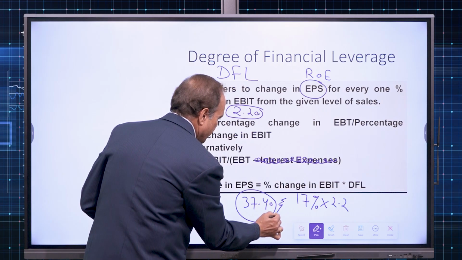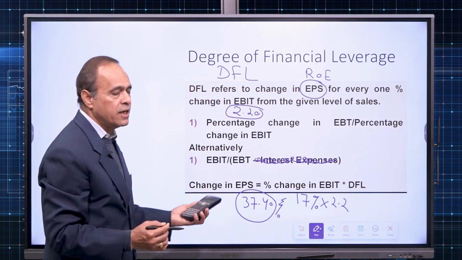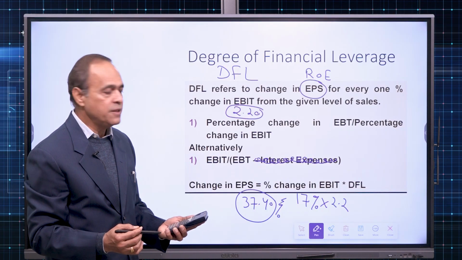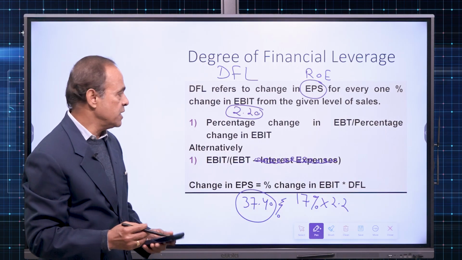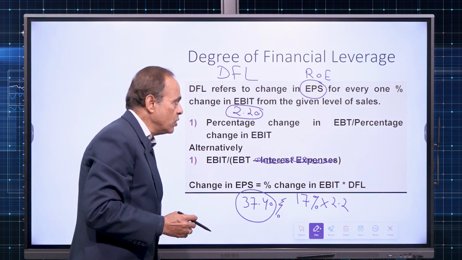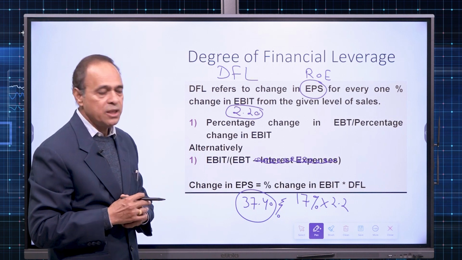And if it is negative 17%, then it will be negative 37.4% change in the EPS from the current level, or from the benchmark or given level. So this is the way DFL can be used.